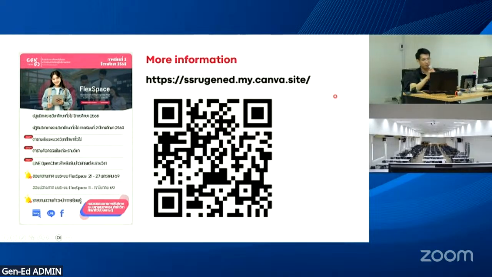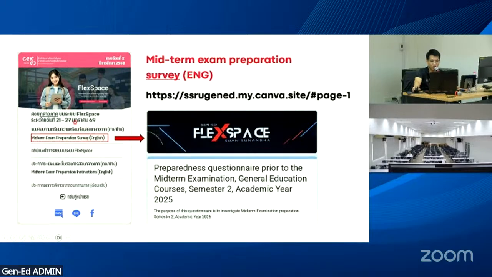And for more information, you can open ssiu.gen08.mycanva.site now or scan the QR code. It will show you this page. Now, this will give you more information about the Gen 8, about the courses that opened in this semester, and some information you need to know, like the schedule, the activity schedule, the line open chat for each course, and also the instruction for the midterm and the final exam.